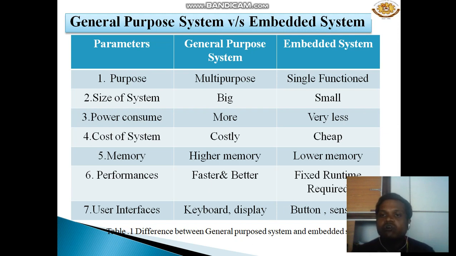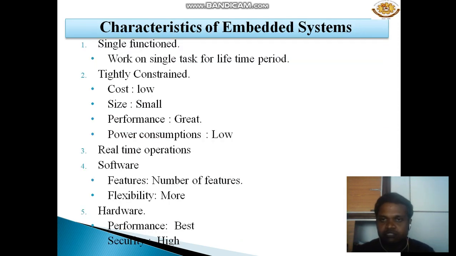Take one embedded system in real time, like a washing machine. A washing machine contains buttons, sensors, other hardware devices, and software interfaces. So these are all real-time examples of embedded systems.